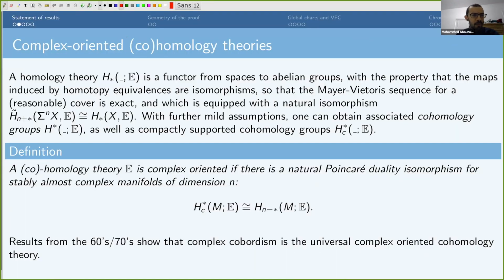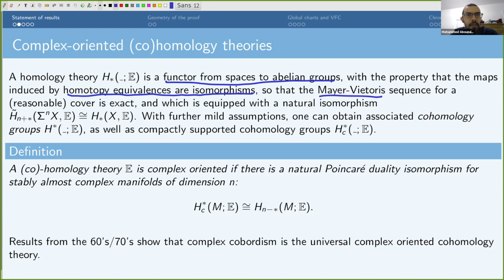Okay. So what are these complex-oriented cohomology theories? This is part of stable homotopy theory, but really the definition usually is there is some object which I'm going to call E. And it's a functor. The homology is like a functor from spaces to abelian groups. So you give me a space, I give you an abelian group. You give me a map of spaces, I give you a group homomorphism. And it should have some properties, but I'm not going to go too much into details. But the key property is that if you have a homotopy equivalence, that always induces an isomorphism.